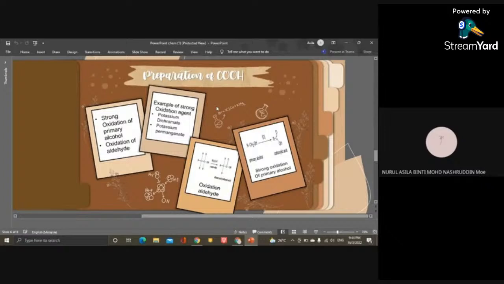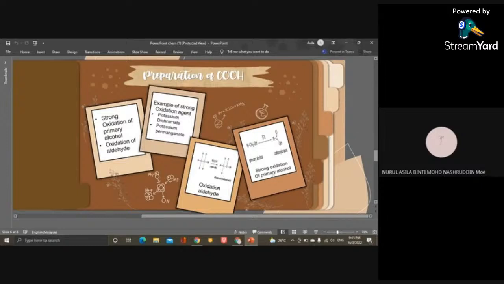Preparation of COOH can be divided into two. The first one is strong oxidation of primary alcohol, where strong is the keyword, which leads to strong oxidizing agents. And the second one is oxidation of aldehyde. Examples of strong oxidizing agents are potassium dichromate and potassium permanganate.